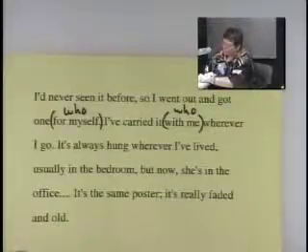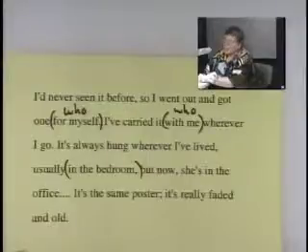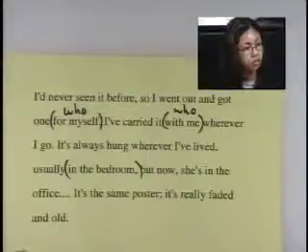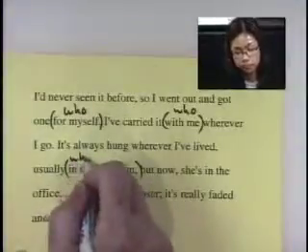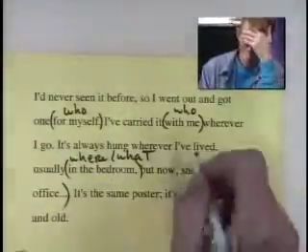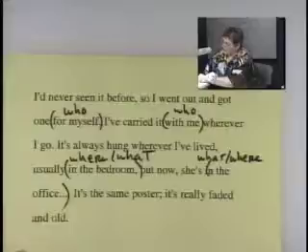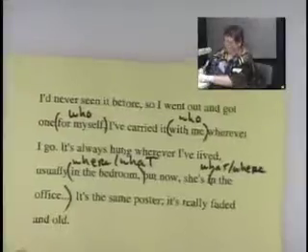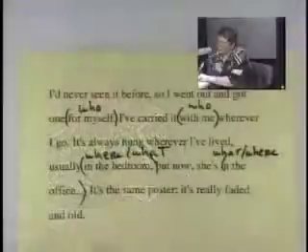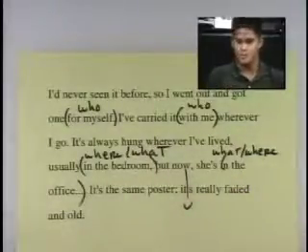Elbelin, where's the next one? In the bedroom. Let's back that up just a bit. It's always hung wherever I've lived, usually in the bedroom. And that answers where or what? Scott, where's the next one? In the office. Now she's in the office, and that's going to answer what or where? Farrah, where's the next one? Is there any other one there? No. Okay, let's go to the next page. What about but now? Well, if we take a look at but now, is now a noun or pronoun? Nope. Then it's not going to be a prep phrase.